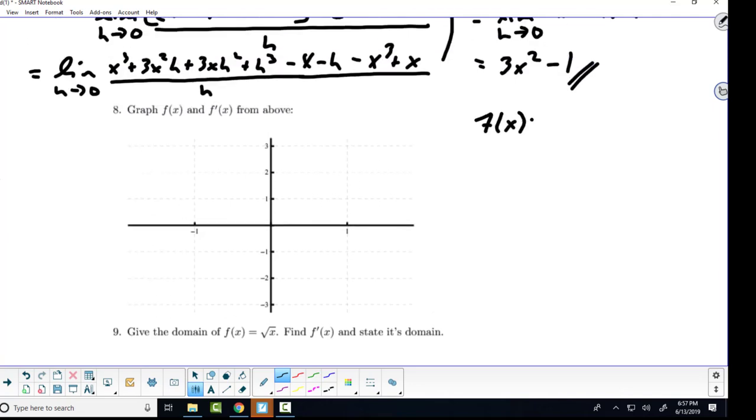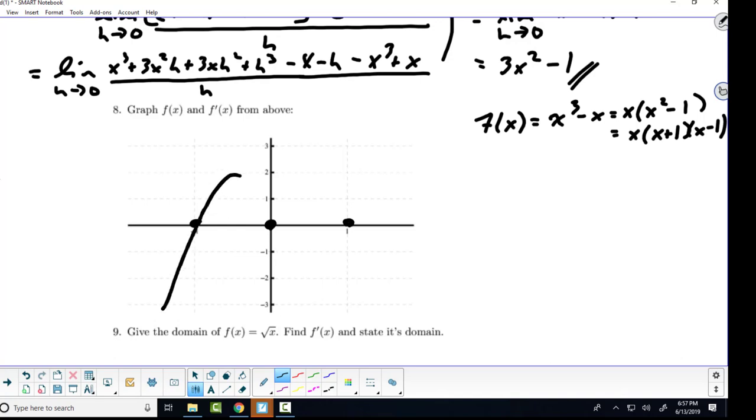Okay. f of x is the function x cubed minus x, which we could factor as x times x squared minus 1, which factors further as x times x plus 1 times x minus 1. It has a y-intercept of 0, and it has x-intercepts at -1, 0, and 1. The graph of this function looks something like this.